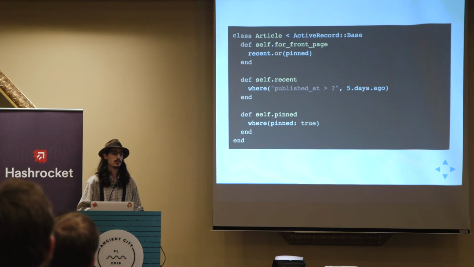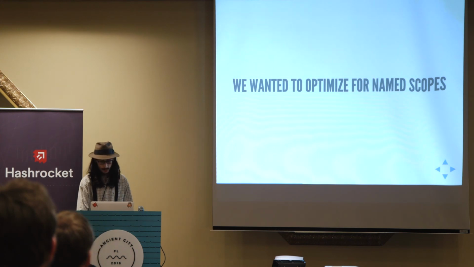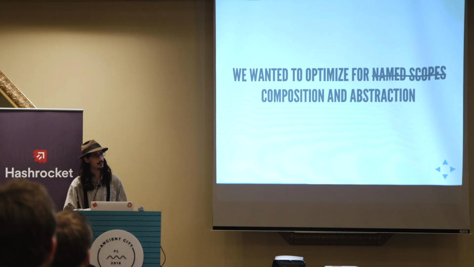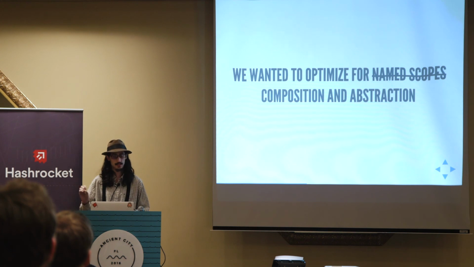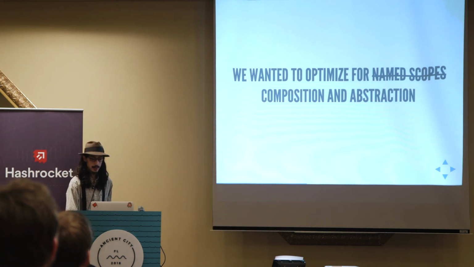This was really what we were focusing on and why the API is specifically that signature, because we wanted to optimize for named scopes. Or, to put it another way, we wanted to optimize for composition and abstraction. If you've got something on one side of an OR clause, you're probably reusing that piece of the query elsewhere. There were a lot of other proposals for this API.